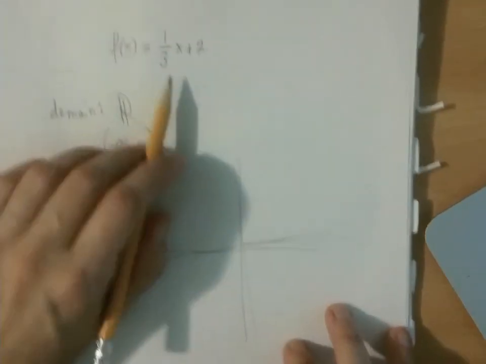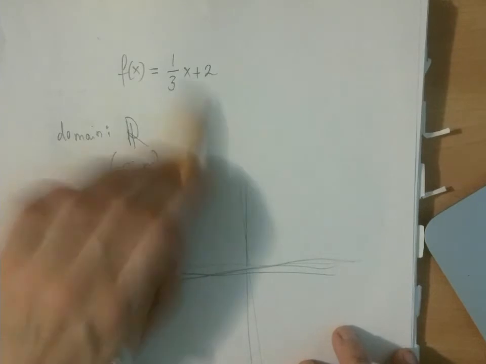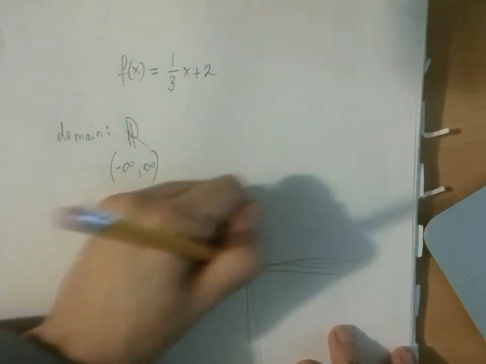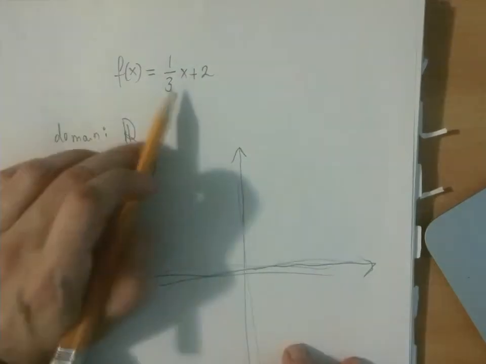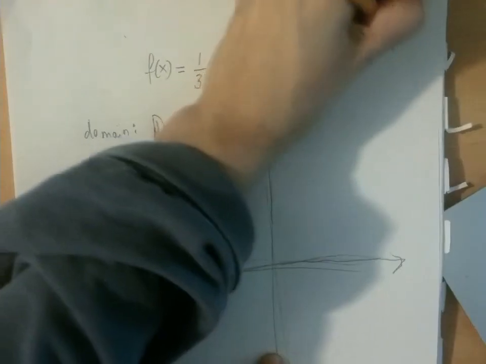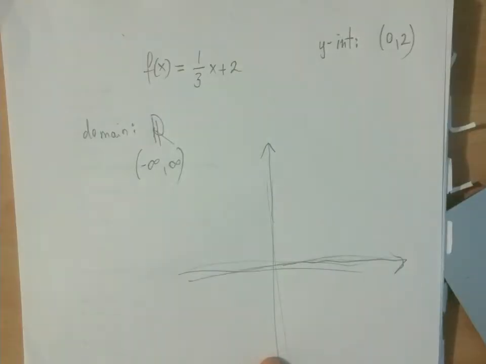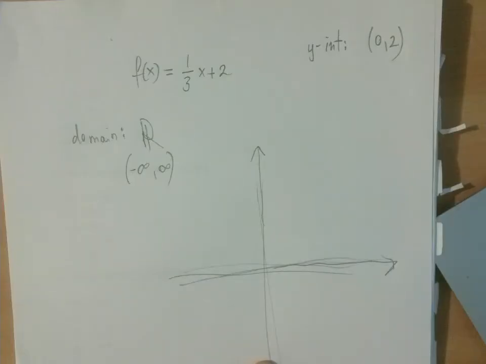Now, given the form of the equation, this is the slope-intercept form, we can very easily find the y-intercept. Well, the y-intercept is always easy, right? Just substitute x equals 0. So if x is 0, y is 2, so (0, 2) is the y-intercept. For the x-intercept, we have to go the other way around. Y is 0, so x is what?